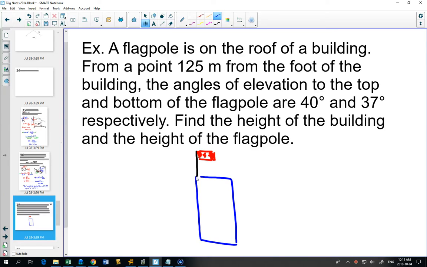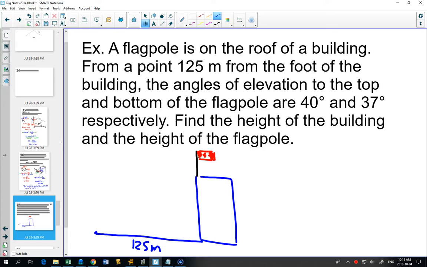And from a point 125 meters from the building, so I'm going to put that point here, and I know that this length is 125 meters. The angle of elevation to the top and bottom of the flagpole are 40 degrees and 37 degrees respectively. In English, when it says respectively, that means that the 40 degrees goes with what was mentioned first, which was the top, and the 37 degrees goes with what was mentioned second, which is the bottom.